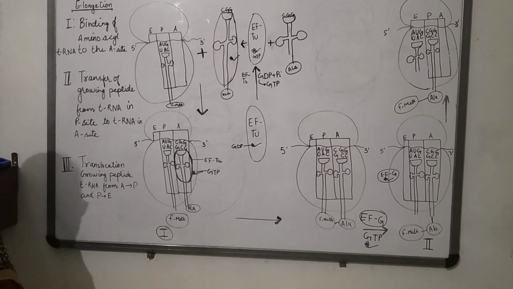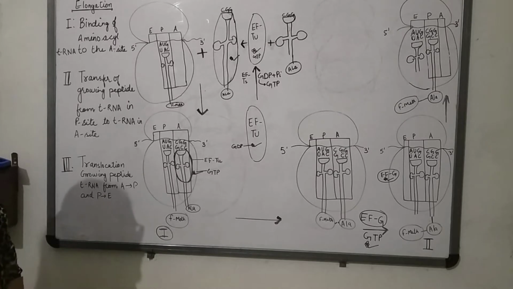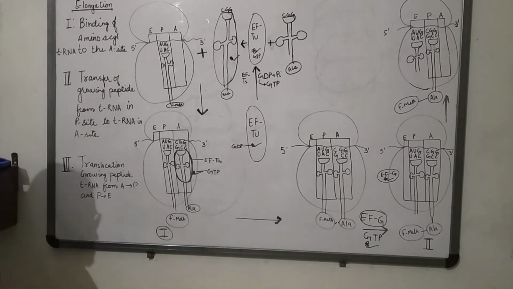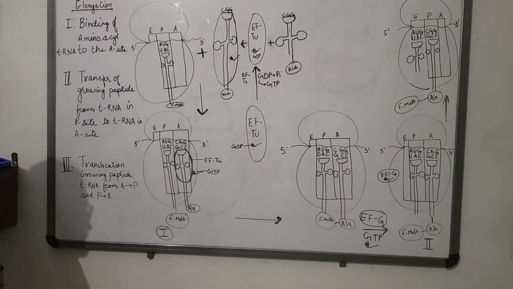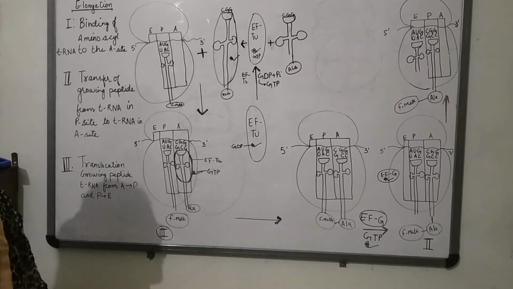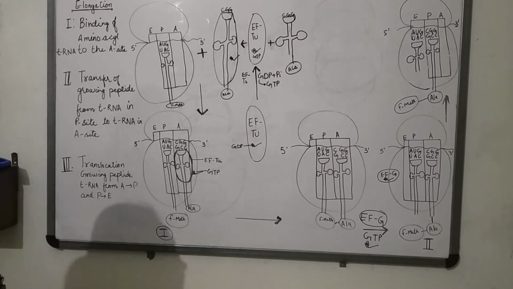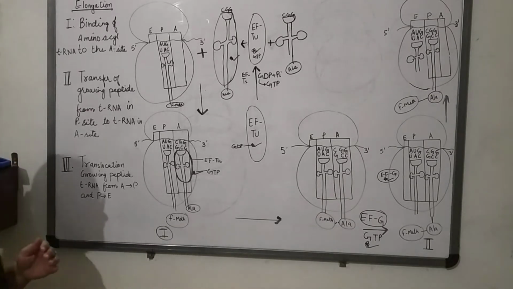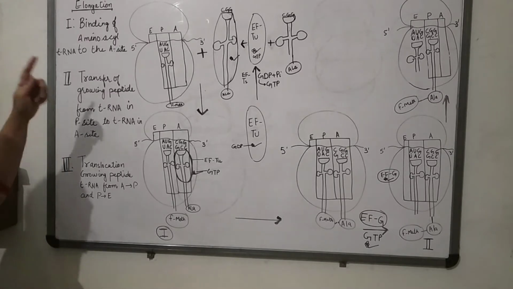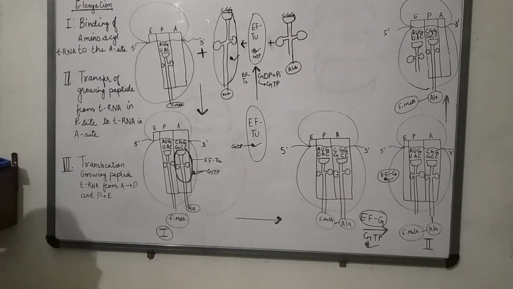As we discussed in initiation, there are some parameters that differentiate eukaryotic and prokaryotic translation, but elongation is almost similar in prokaryotes and eukaryotes. Some elongation factors vary between prokaryotic and eukaryotic systems, but we will ignore that and start with elongation of the prokaryotic system. There are three different steps involved in prokaryotic elongation. Number one is binding of aminoacyl tRNA to the A site.